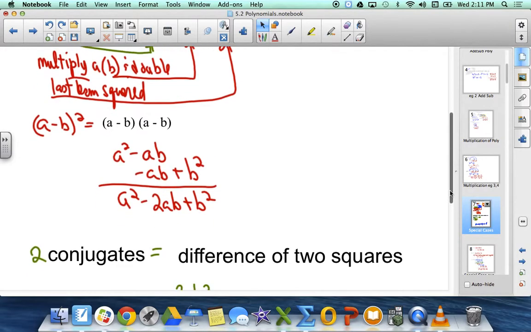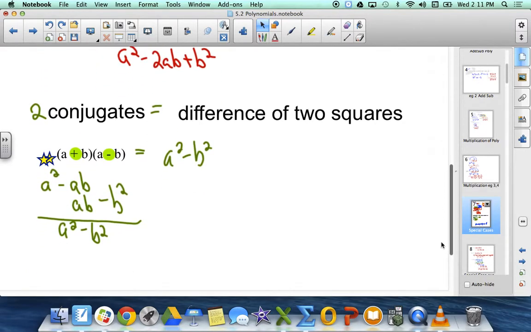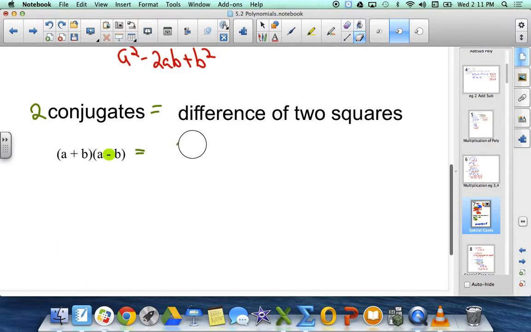So the next is one you've got to know how to do. It saves time, and it's an important concept for things we do later on. You'll notice that these are almost alike. A plus b, but this one's a minus b. They are called conjugates because they differ by their sign, in this case being this sign and that sign. When you multiply them together, you always get the difference of two squares. It will be a squared minus b squared.